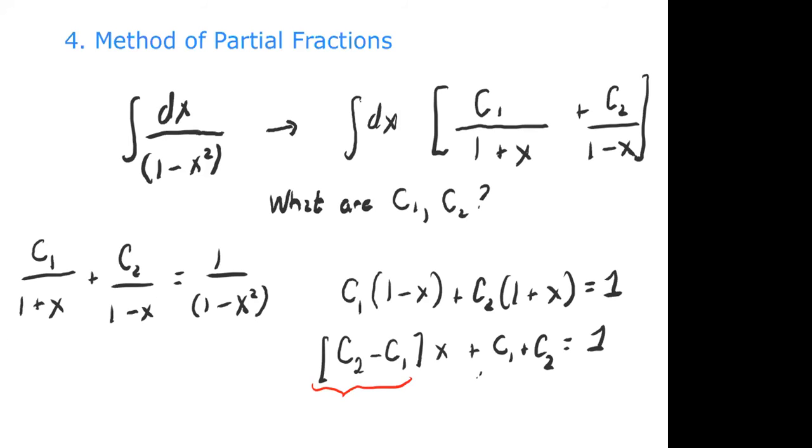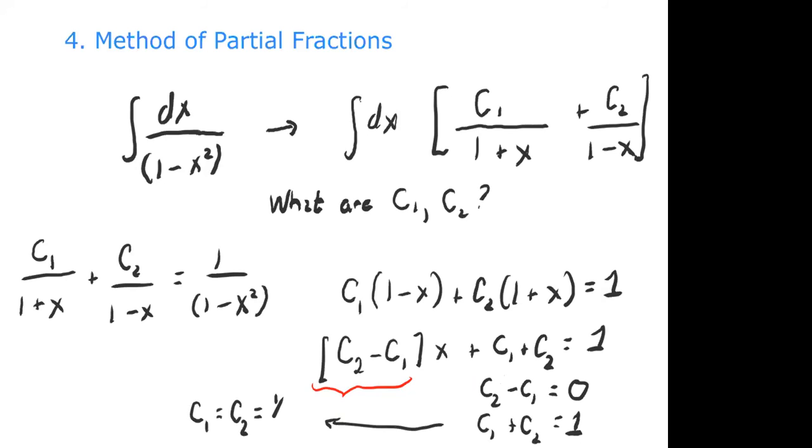So let's do what we just said. C2 minus C1 has to vanish. That's one equation, 2 unknowns. And then C1 plus C2 has to equal 1. So you can solve these 2 equations very easily, and you'll discover that C2 and C1 have to be identical, and they have to equal 1.